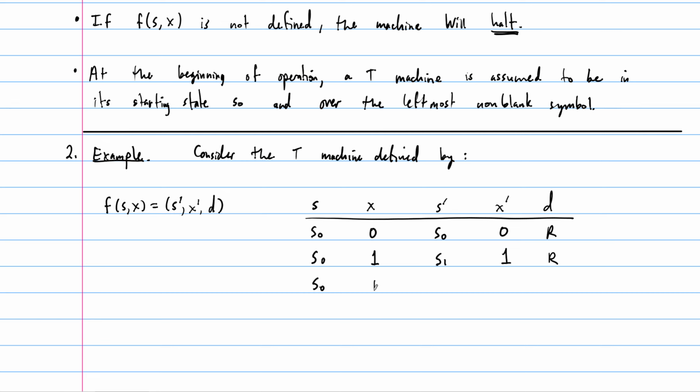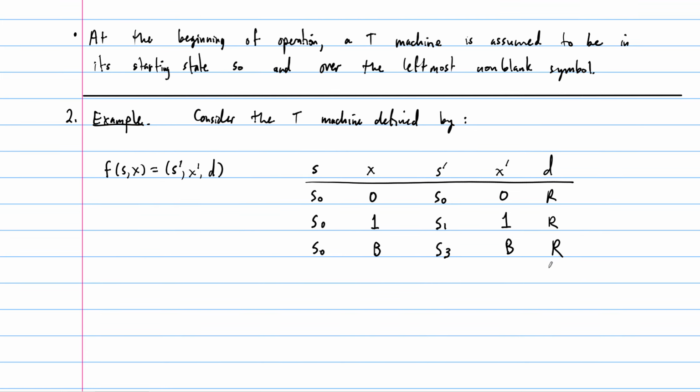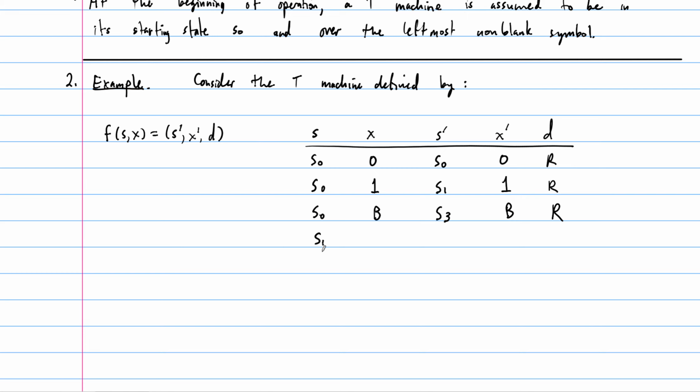The other option is that the symbol could be a B in the initial state S0. In this case, it switches to state S3, writes B, keeps it blank, I should say, and then moves to the right, but it switches the state. There's a couple more here. So then S1, there are 3 possibilities of inputs for S1. Remember, it's a partial function, so you don't have to define everything, right? But for S2, we're only going to define one thing.